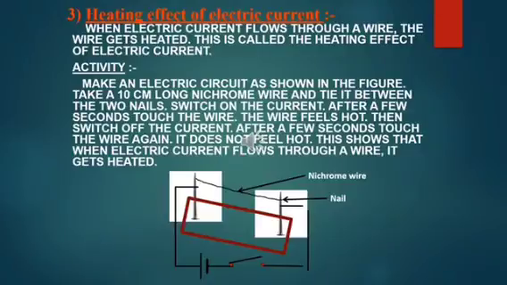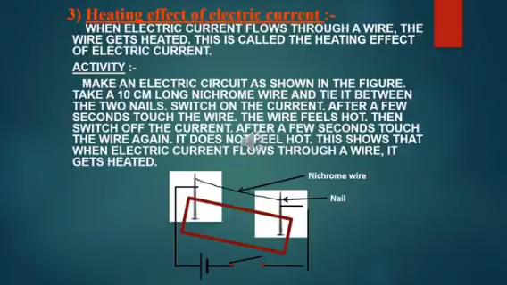First you tie it between the two nails, and you make an electrical circuit over there connected to a cell and a switch. So the cell is the source of energy, or the source of electric current. You close the switch for a few seconds and then switch it off, and then touch the wire.